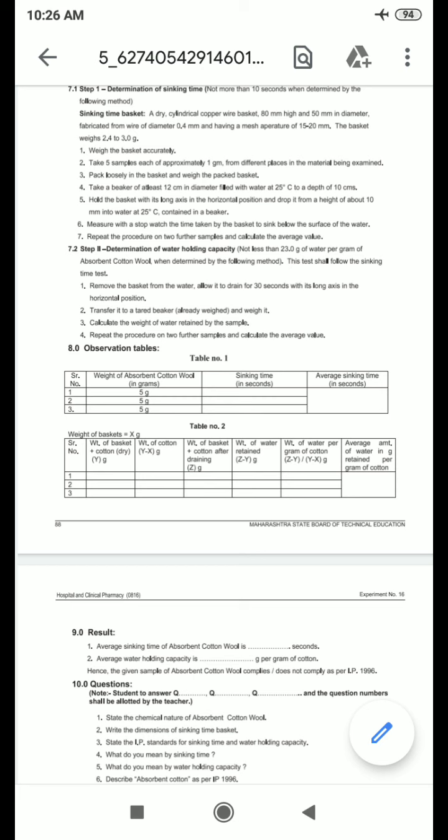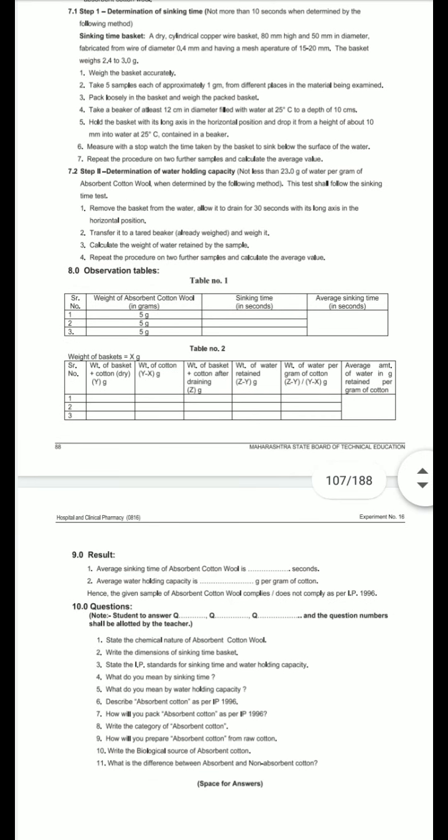Here z is the weight of basket with cotton after draining, and y is the weight of basket with cotton, so it is z minus y, divided by y minus x, that is the weight of cotton. Then the next column is the average amount of water in gram retained per gram of cotton. These are the observation tables.